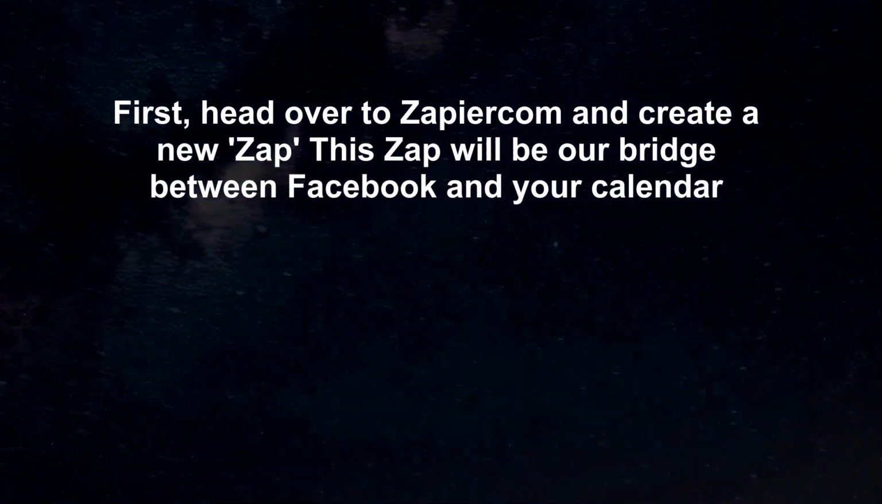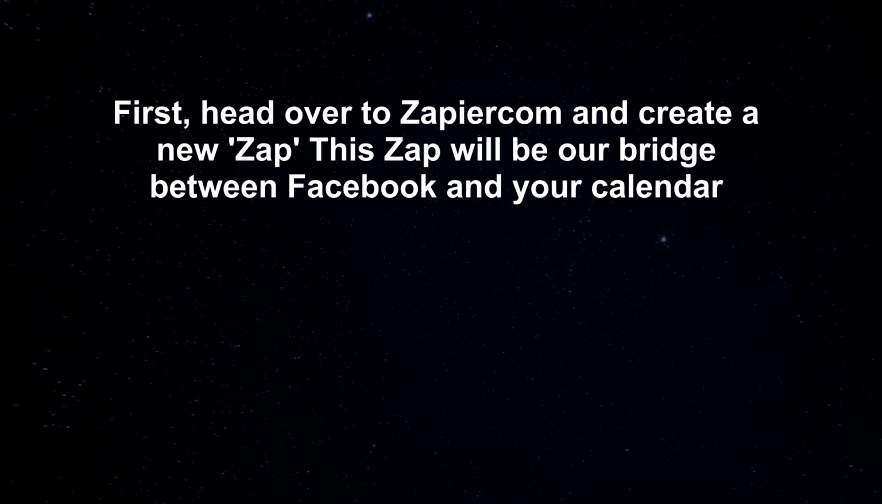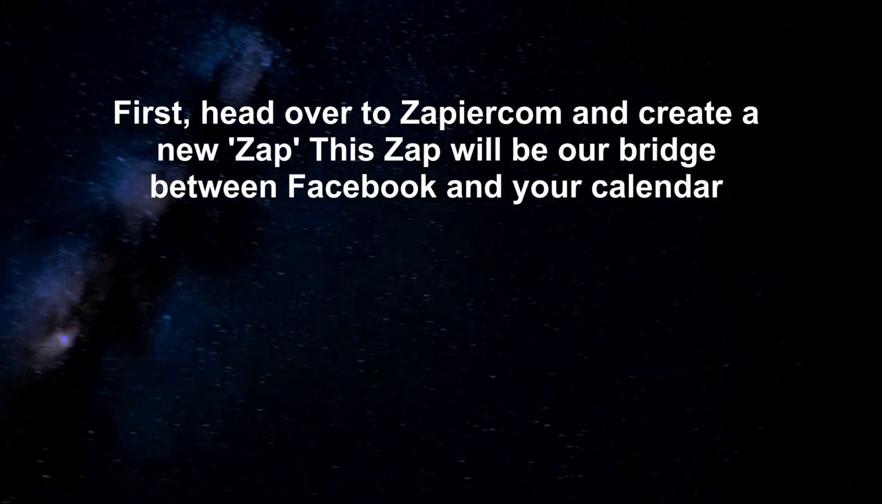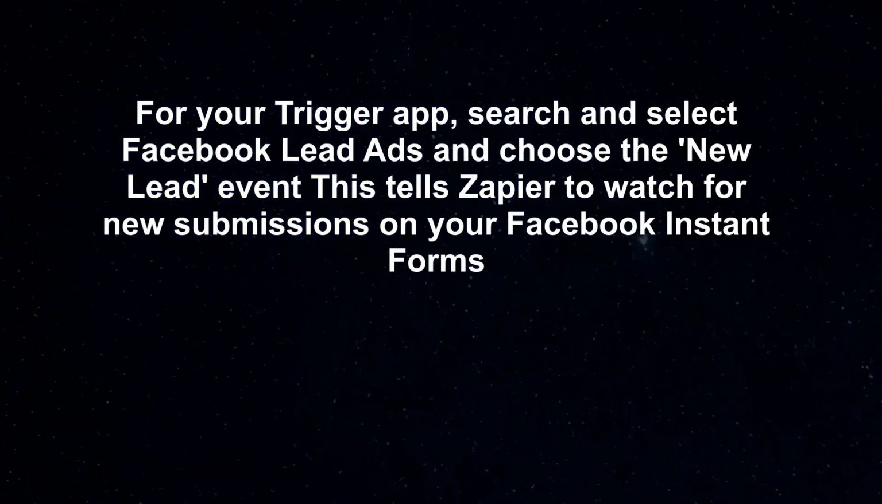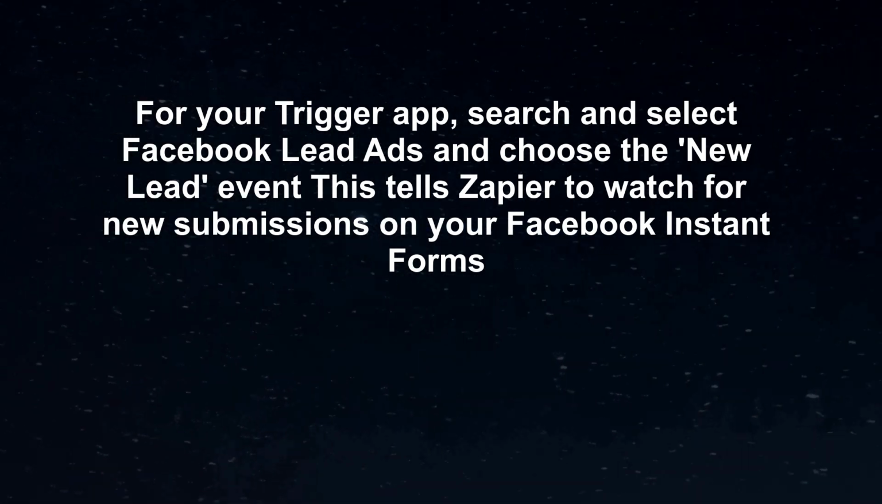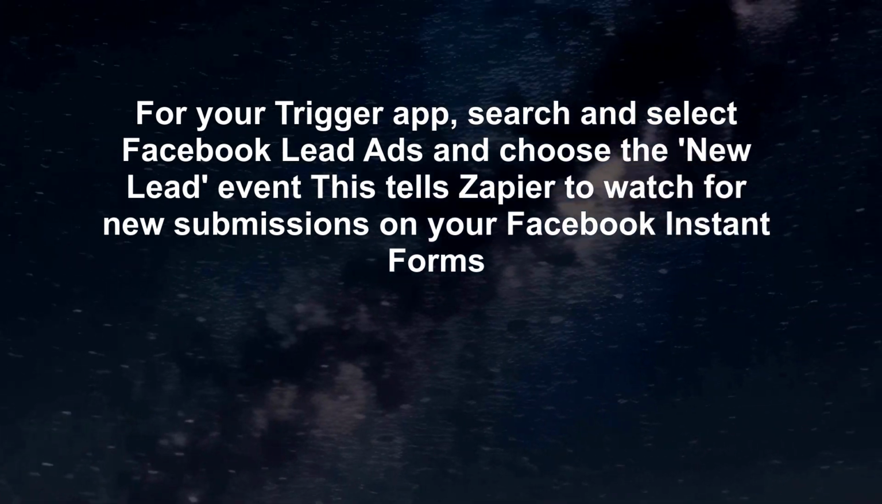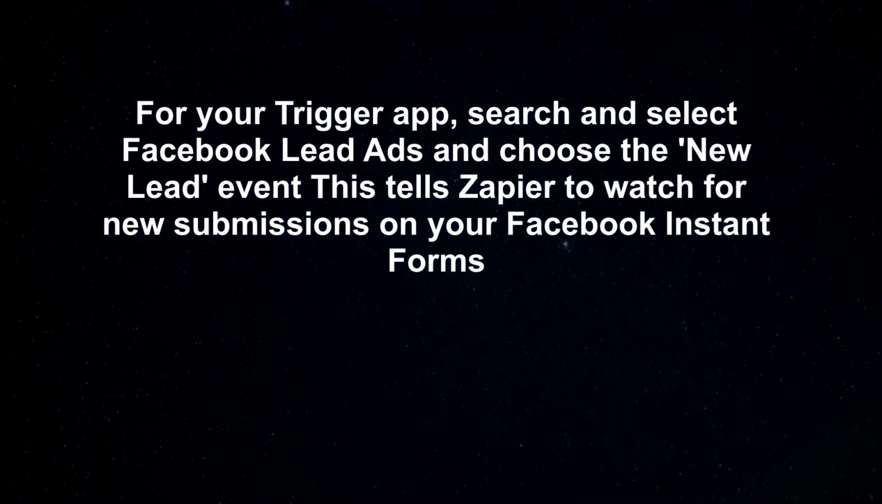First, head over to Zapier.com and create a new Zap. This Zap will be our bridge between Facebook and your calendar. For your trigger app, search and select Facebook Lead Ads and choose the New Lead event. This tells Zapier to watch for new submissions on your Facebook instant forms.